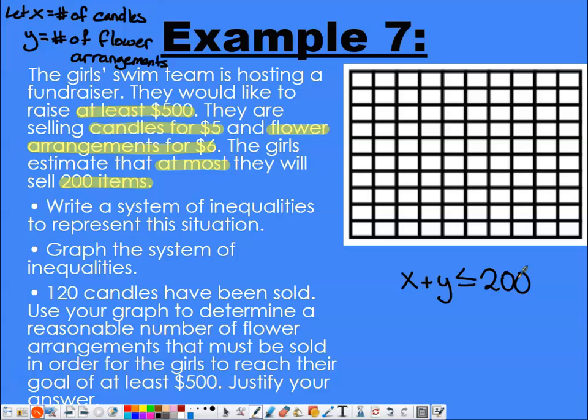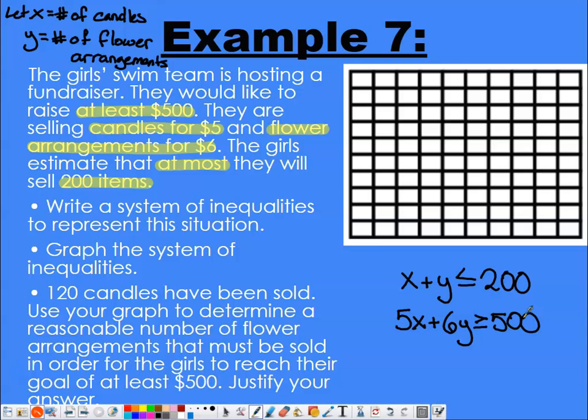The next inequality, we're going to focus on the money. Candles sell for $5, so we have 5 times X, so 5X, plus the money from the flower arrangements, which is 6Y. And we know that they want to raise at least $500, so this has to be greater than or equal to 500. Okay, so we can go ahead and use our X and Y intercepts to graph.